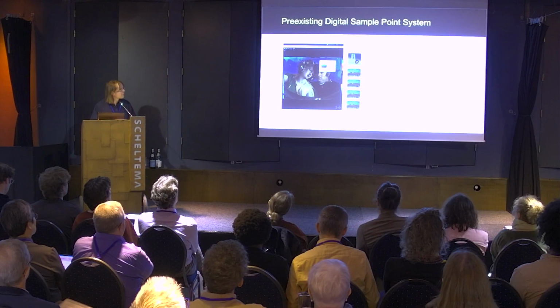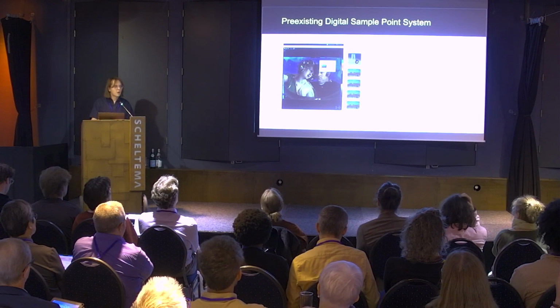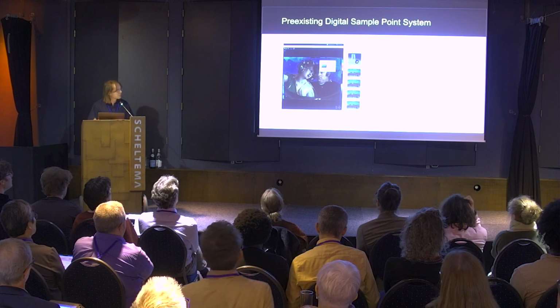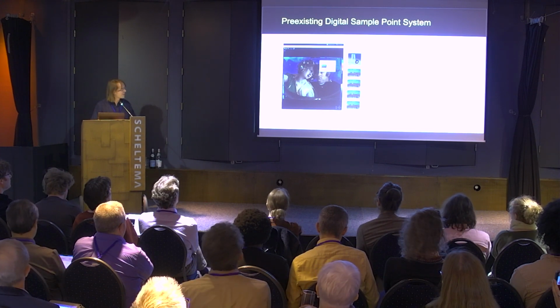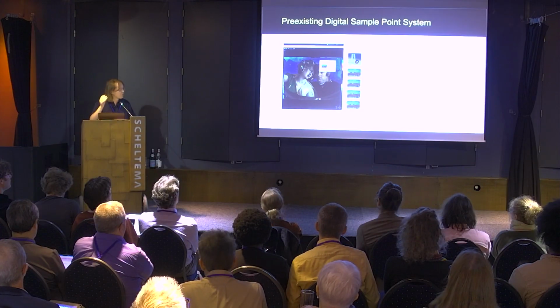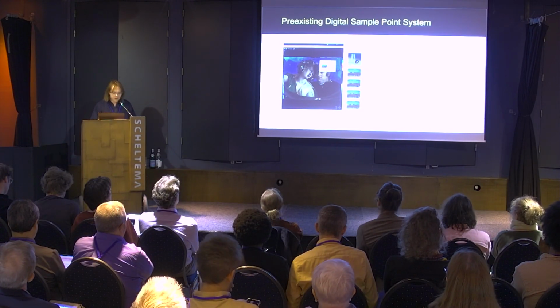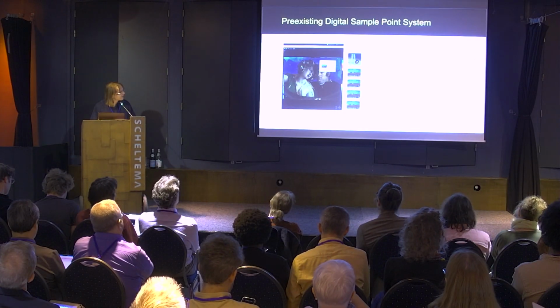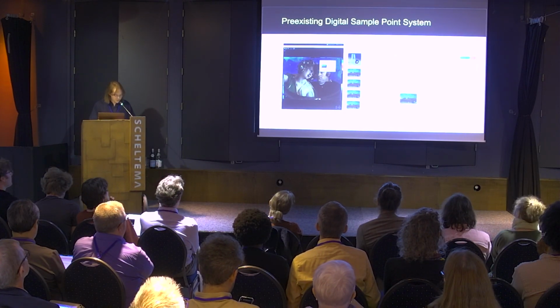So we already have a digital sample point system, which we use to mark the location of a sample site on a painting, because obviously that's very important to understand how the painting was made. You need to understand where the sample was taken from. We already have these annotations. They provide some basic information about the painting, as you can see. But this system is very simple.